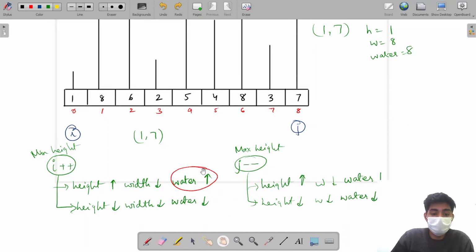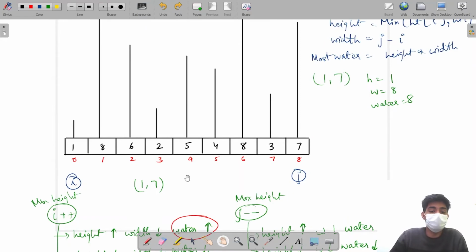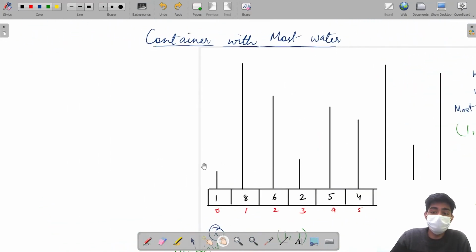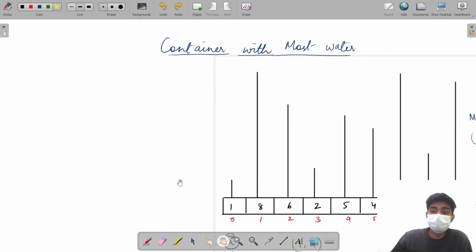Okay, so we will always increase our I or decrease our J when my height is minimum, when my height is the minimum of the two numbers. So let's try to code this and then we will dry run this approach so you can understand it much better.